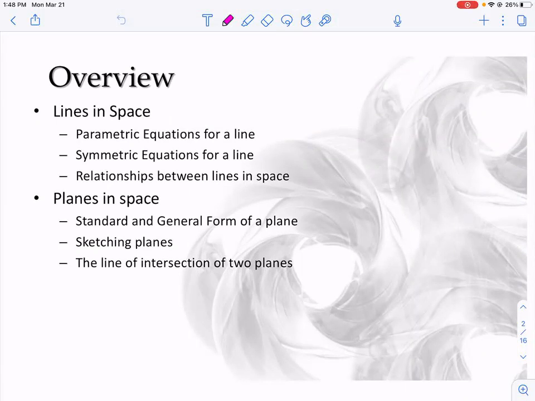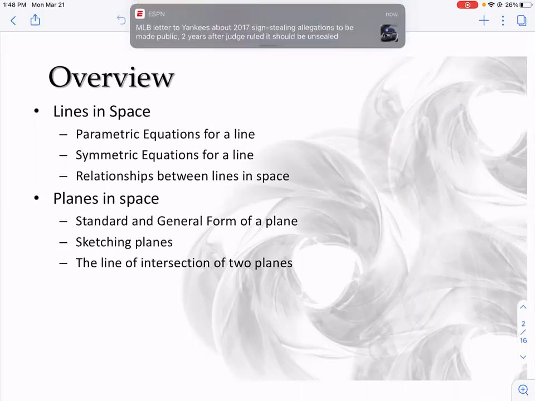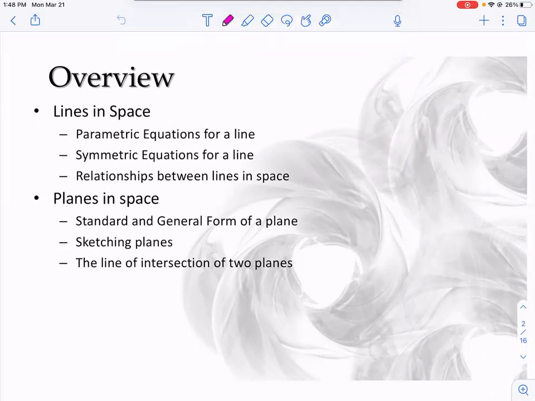Okay, you don't need to write this down, but this is what we are going to do. We are going to talk about parametric and symmetric equations for a line in 3 dimensions. We're going to talk about the relationships between lines in space. And then we're going to talk about planes, the general and standard form of a plane. We're even going to sketch a plane and find the intersection of 2 planes.